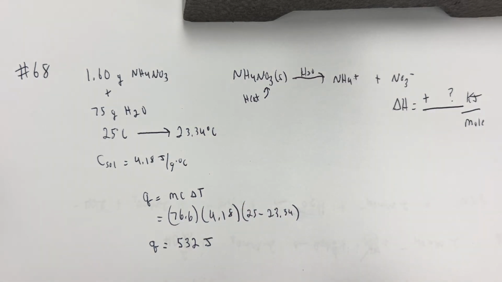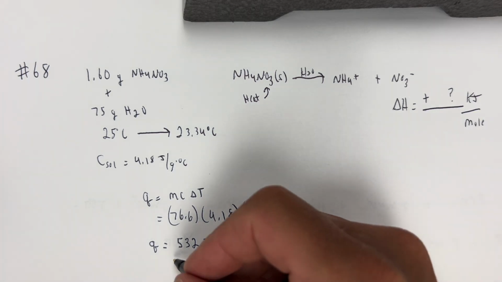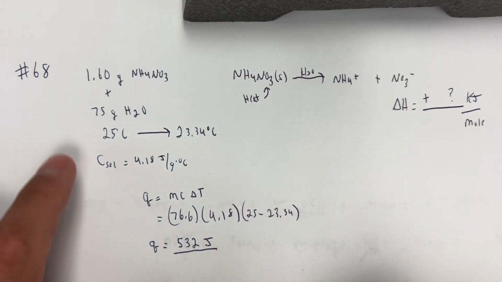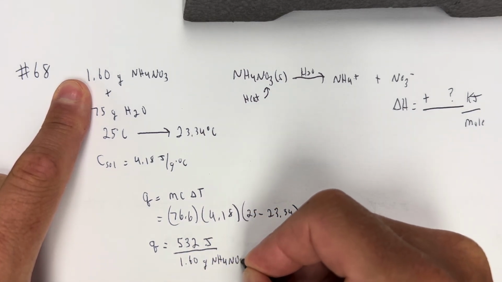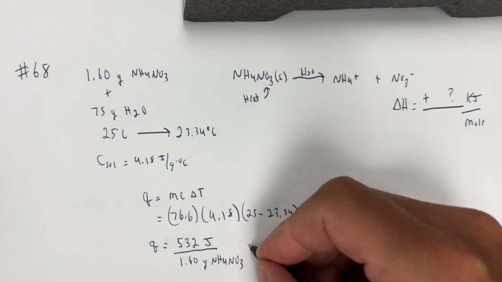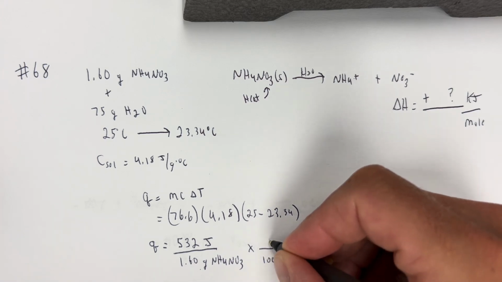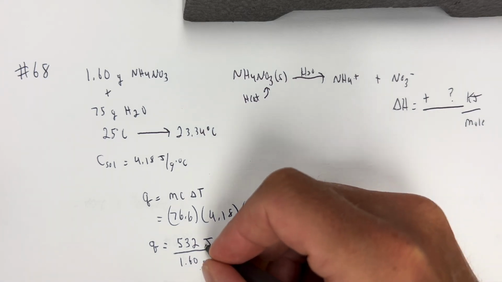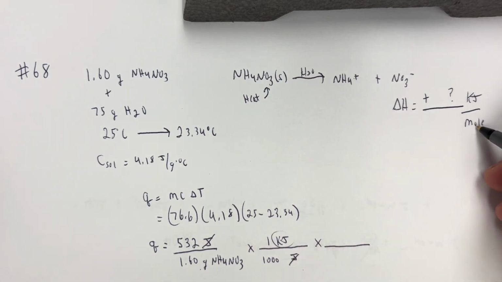joules. Well, it wants to know kilojoules per mole. This would be joules, it's important here, per 1.6 grams of ammonium nitrate. There was that many joules of heat absorbed by 1.6 grams of ammonium nitrate. Now we need to get that into kilojoules per mole. So I'm going to go joules on the bottom, 1,000 joules per kilojoule. So that'll get kilojoules on top, which is what we want. We want kilojoules per mole.